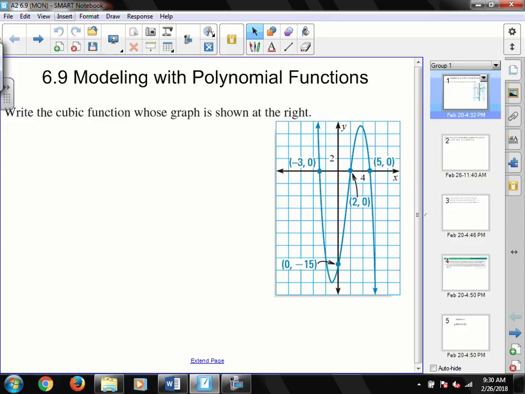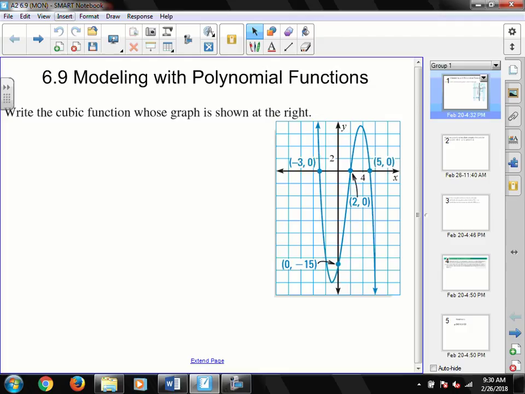Today we're going to talk about chapter 6.9. We're talking about modeling with polynomial functions. Really what we're talking about is writing the equation of a polynomial function once I give you the graph. So I've given you the formulas and you guys have graphed in the last couple sections. Today, now I'm going to give you the graph. You're going to tell me what formula is going to give me that.